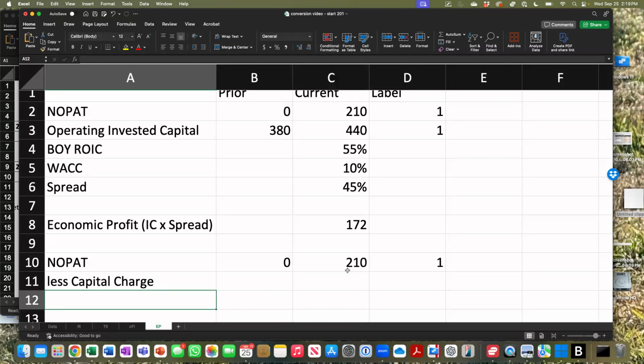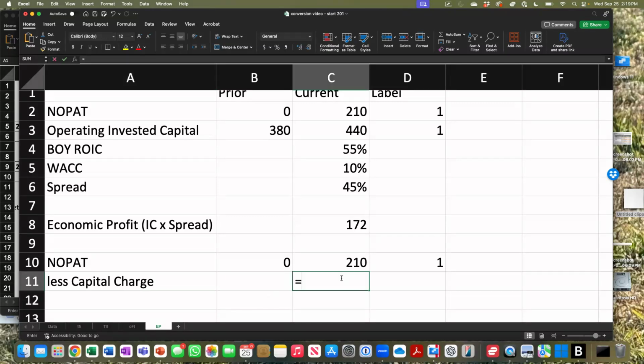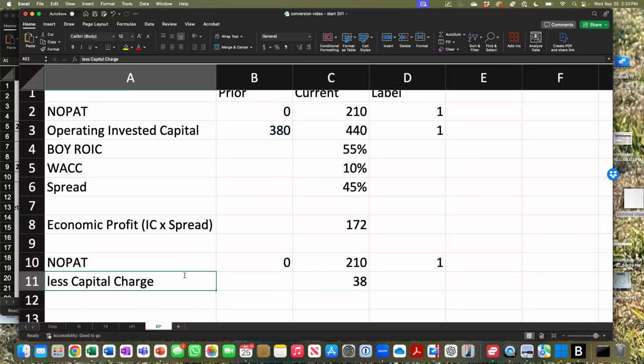And so in this case, my capital charge is I started with 380 million beginning of year capital, times I've got to earn 10% WACC, says I needed to earn 38 million. So this is going to be IC times WACC.